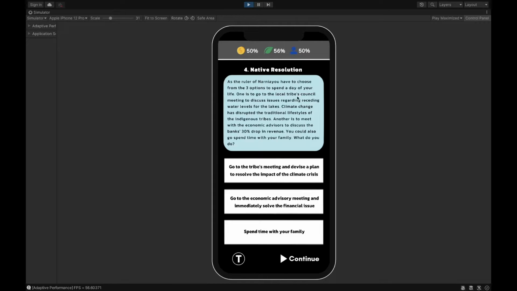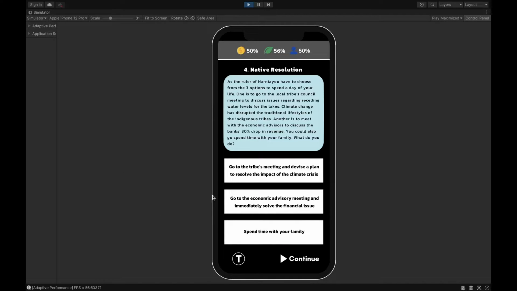Moving ahead. So our next one is native resolution. So as the ruler of Narnia, you have to choose from the three options to spend a day of your life. One of them is to go to the local tribes council meeting to discuss issues regarding receding water levels for the lakes. Climate change has disrupted the traditional lifestyles of the indigenous tribes. Another is to meet with the economic advisors to discuss the bank's 30% drop in revenue. You could also go spend time with your family. So what do you do?